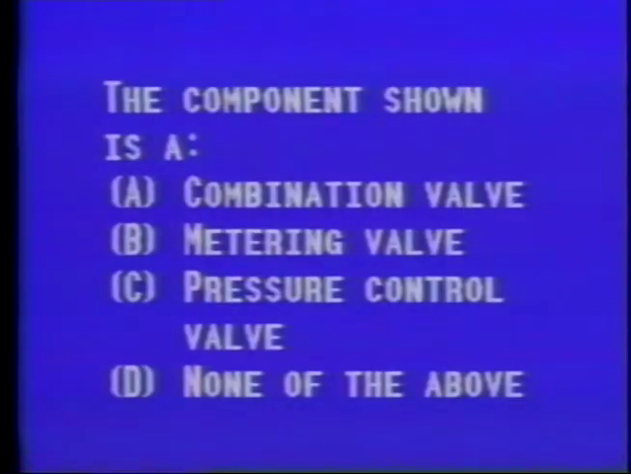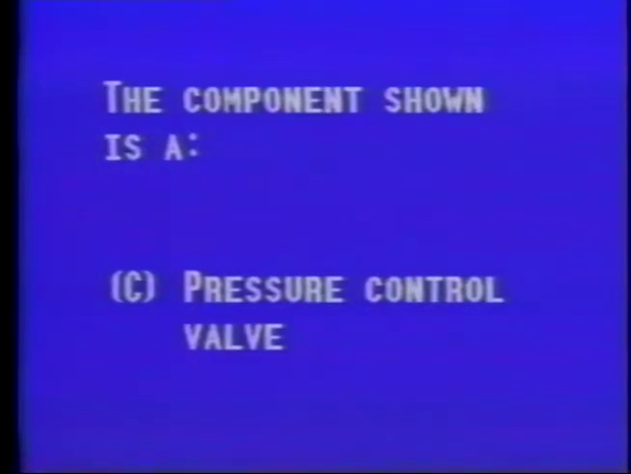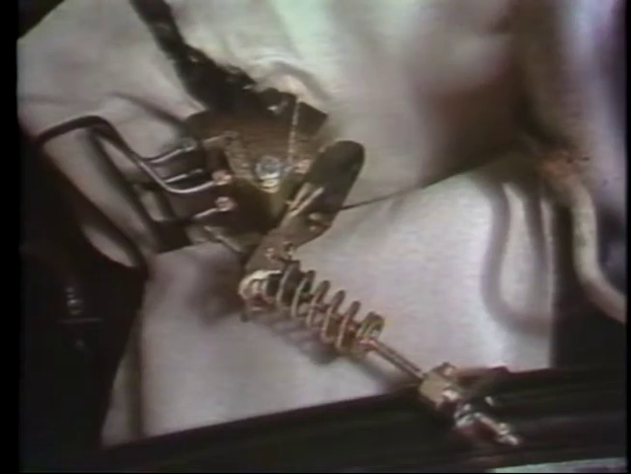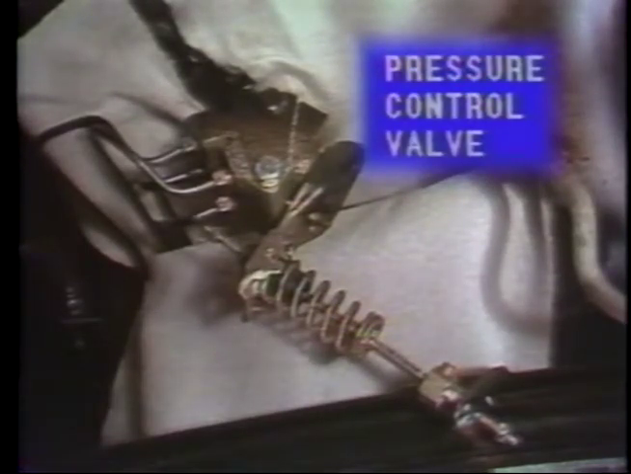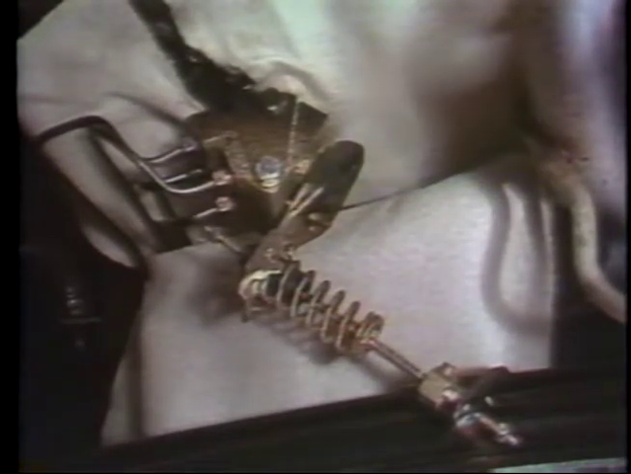For this question, refer to the corresponding graphic on your mini-test. The component shown is A, a combination valve, B, a metering valve, C, a pressure control valve, D, none of the above. The correct answer is response C, a pressure control valve. The pressure control valve performs the same function as a proportioning valve. However, it is mechanically connected to the rear axle.